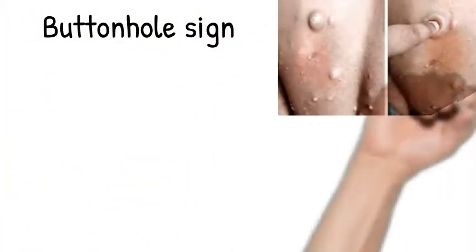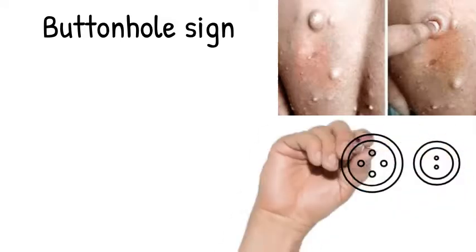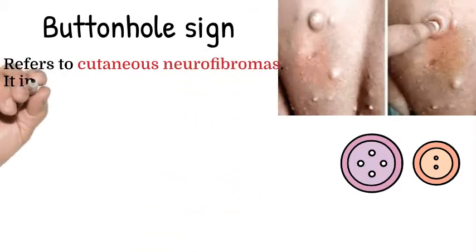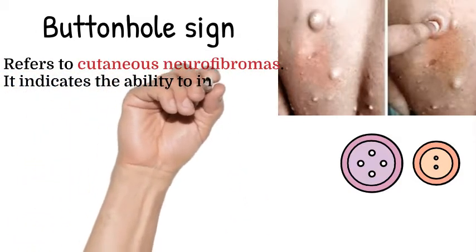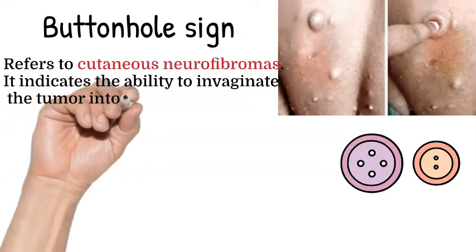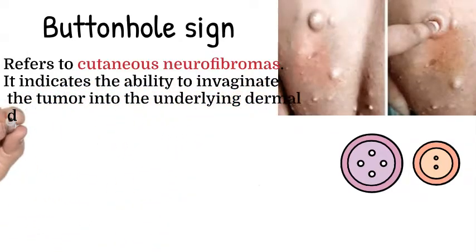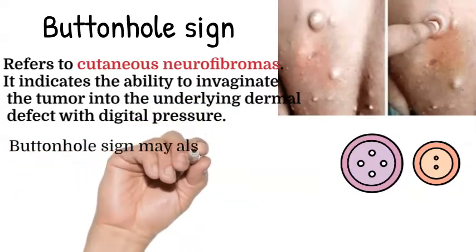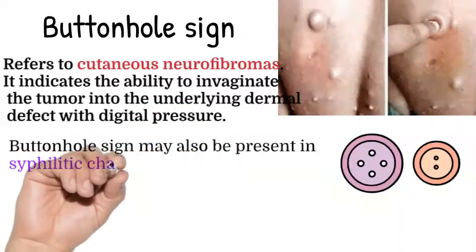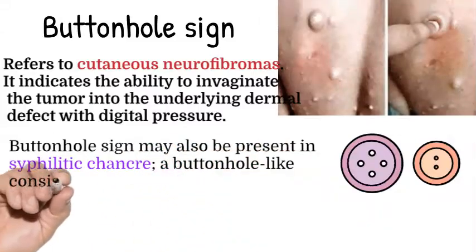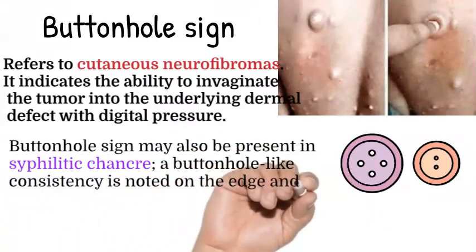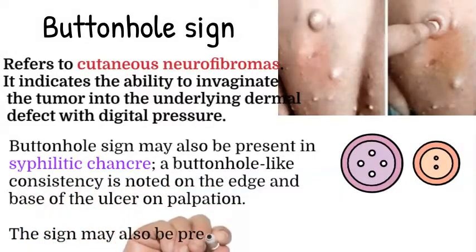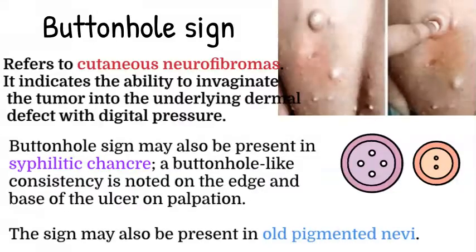Buttonhole sign. Buttonhole sign refers to cutaneous neurofibromas. As we see in these pictures, it indicates the ability to invaginate the tumor into the underlying dermal defect with digital pressure. Also, buttonhole sign is present in syphilitic chancre. The buttonhole-like consistency is noted on the edge and the base of the ulcer on palpation. This sign may also be present in old pigmented nevi.